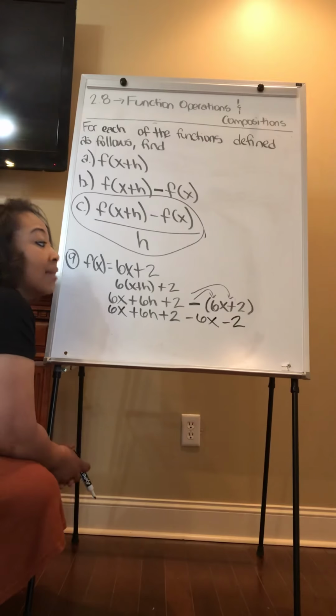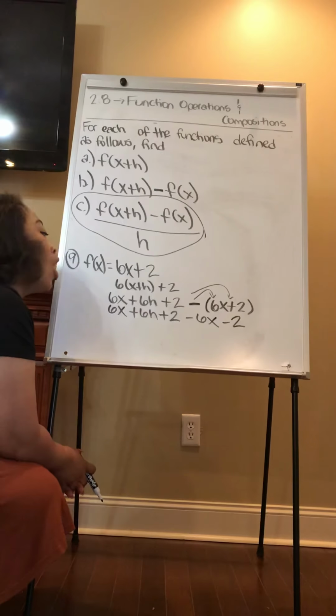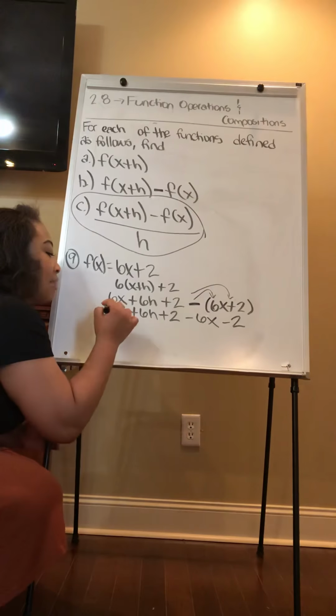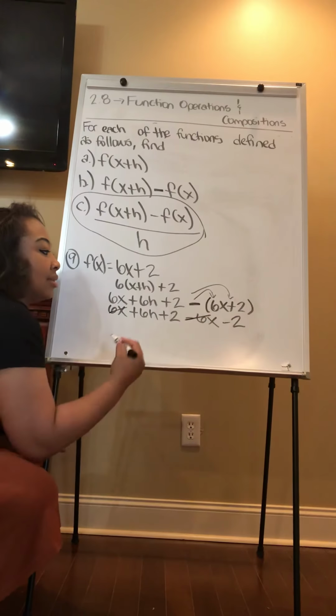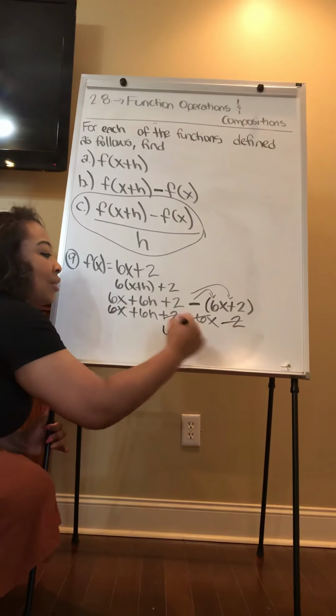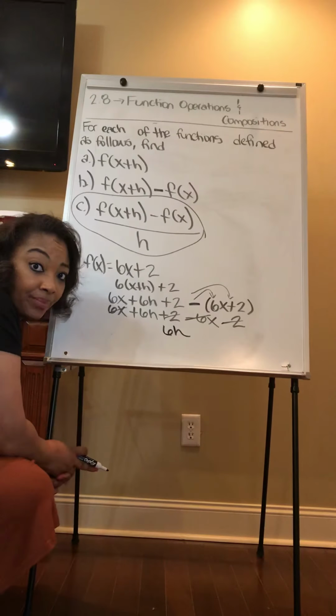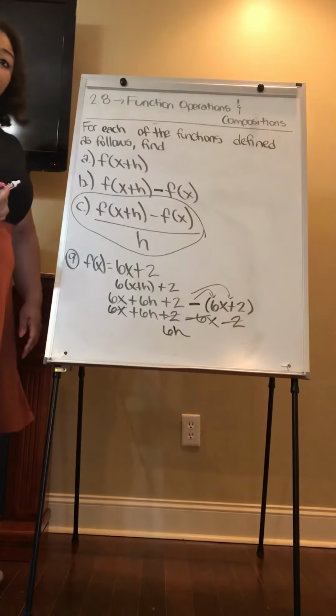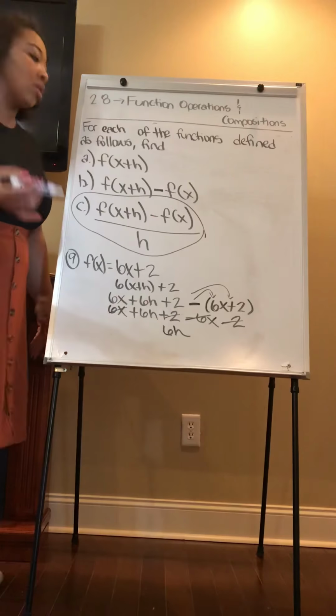Now, at this point, things are supposed to cancel. On your B, you should have some things to cancel out. So, my 6x will cancel and my 2's will cancel. That's going to leave you with only 6h. Now, that's what you would get for the B answer, for the B part. It's not an answer, but the part.